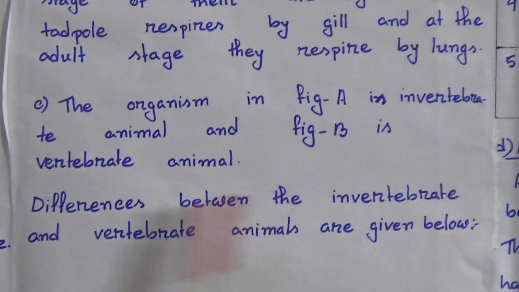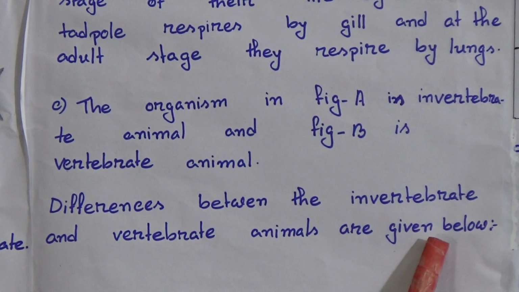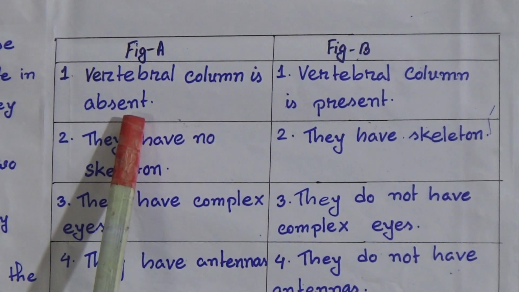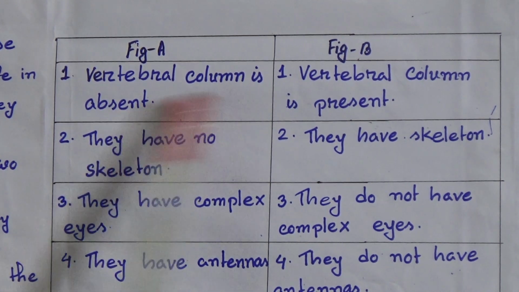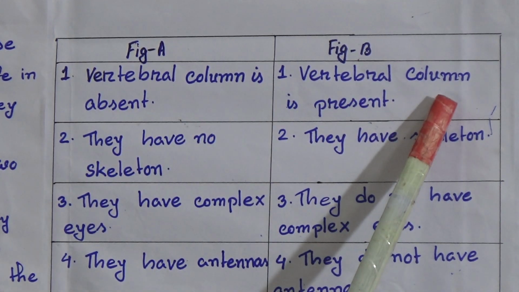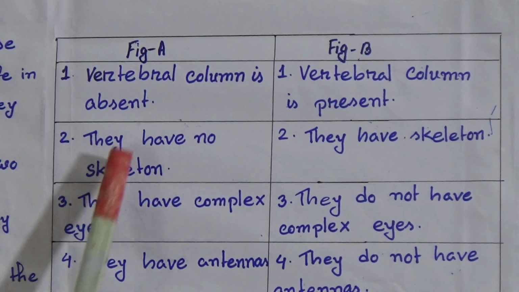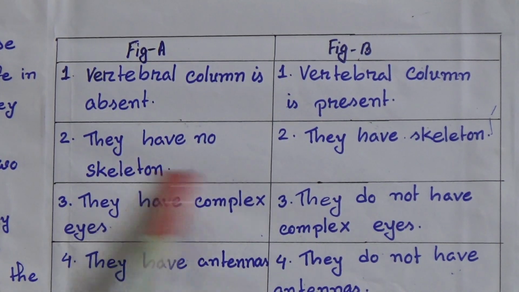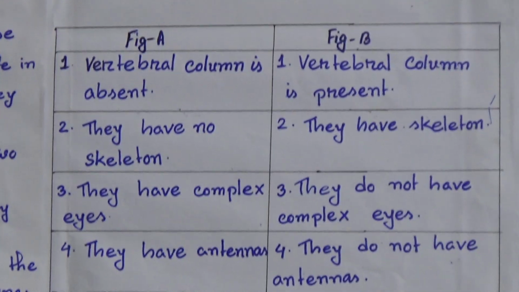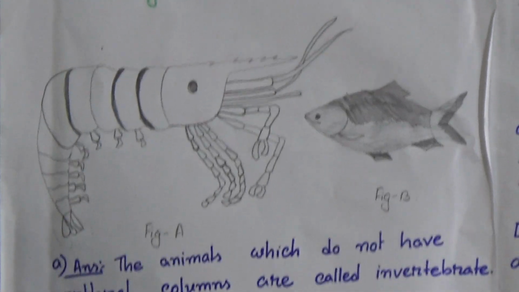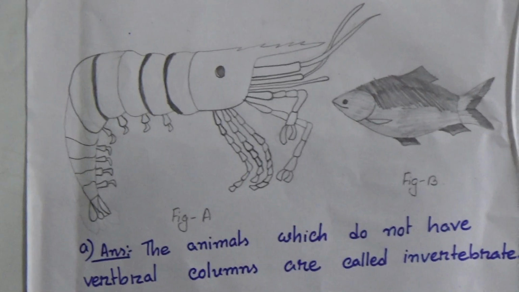Differences between the invertebrate and vertebrate animals are given below. Figure number A and figure number B. Vertebral column is absent in figure number A, but in figure number B, vertebral column is present. Number 2, they have no skeleton, and in figure number B, they have a skeleton. If you eat hilsa fish, you find that inside their body there is a long skeleton, bone, we call it skeleton.